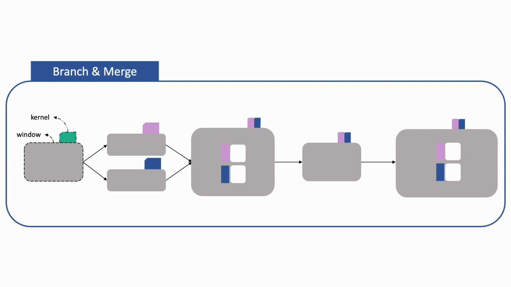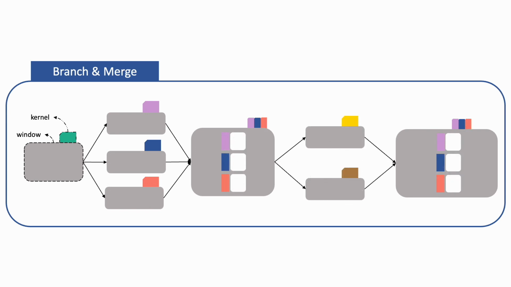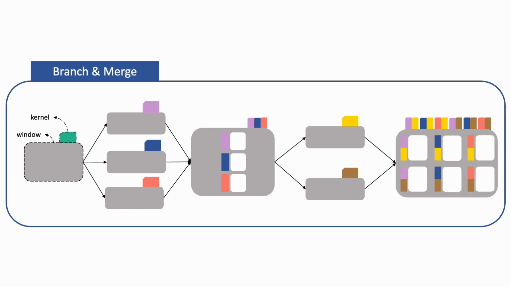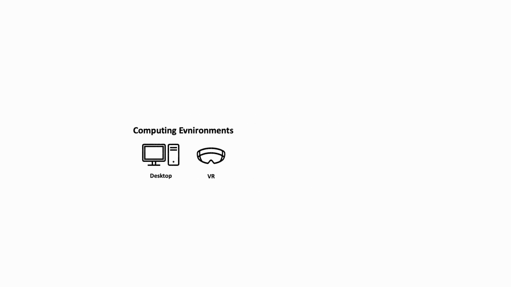Similarly, another branch can be created and its kernel will be updated with the same logic. And lastly, it is even possible to create another branch from a different window. In this case, a combined kernel will be generated from the previous branches. This means that the results will include 6 different outputs, each corresponding to the specific values assigned in each kernel. To test the effectiveness of immersive environments and the branch-and-merge feature, we investigated the effect of computing environments and comparison methods.